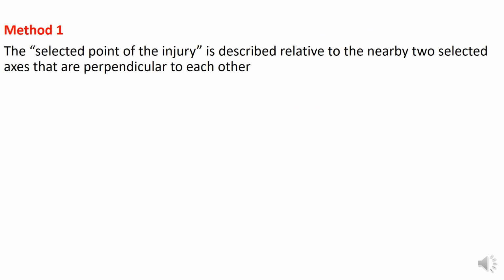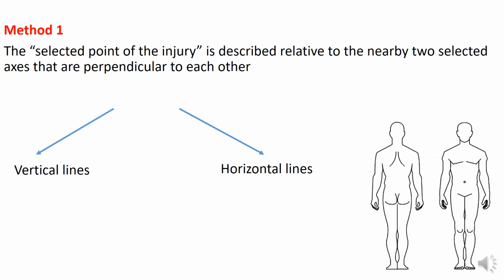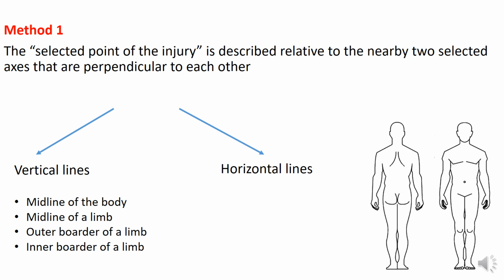Right, so now method 1: the selected point of the injury is described relative to the nearby two selected axes that are perpendicular to each other. Let's have a detailed description. So what are the axes that you can select? It could be vertical lines and also horizontal lines, right? So the midline of the body, so you always get a vertical description.